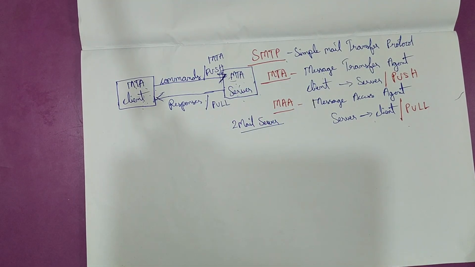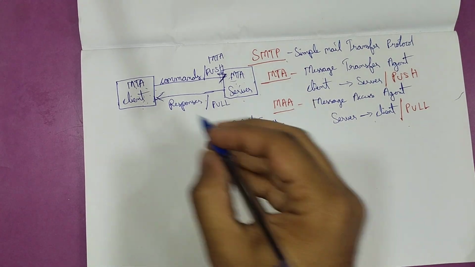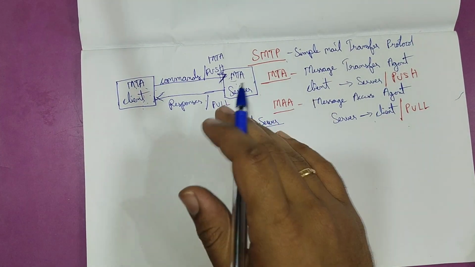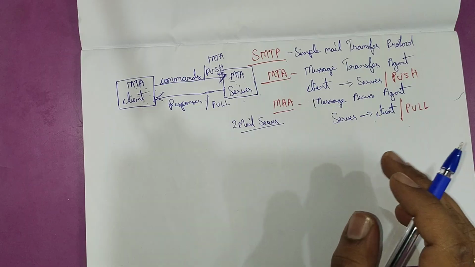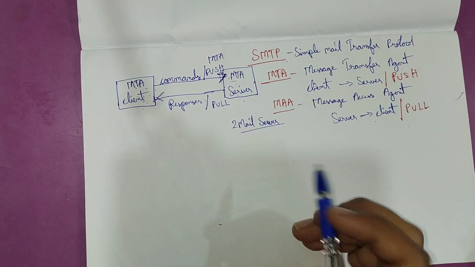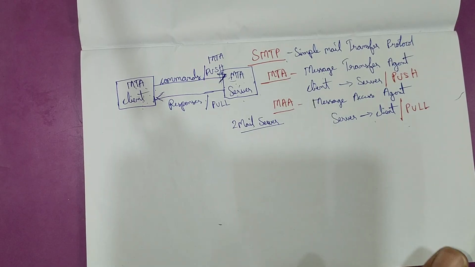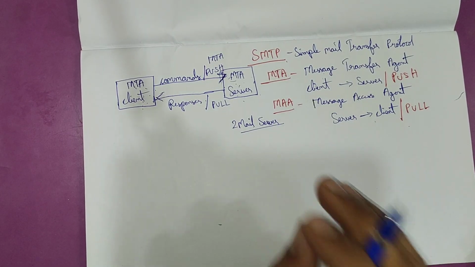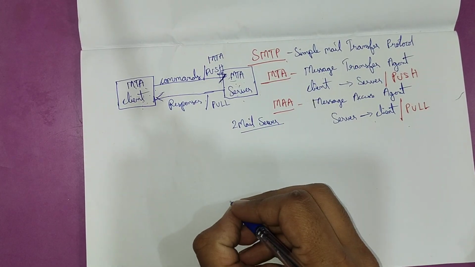So what is the purpose, sir? If you ask me what is the purpose, the client might be in some other region, and the server can be in the other region. One may be in Hyderabad and the other in America, and you want to transfer it by using these mail servers only, it is possible. For that we have one diagram, I'll draw it.